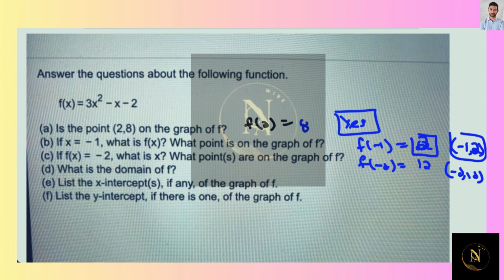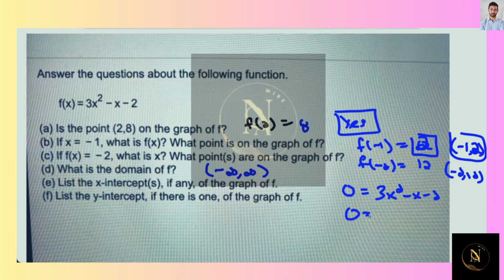The domain, you can put anything you want in for x. From negative infinity to infinity, maybe you just call this all reals. The x-intercepts are when the y is 0. And so 0 equals 3x squared minus x minus 2.